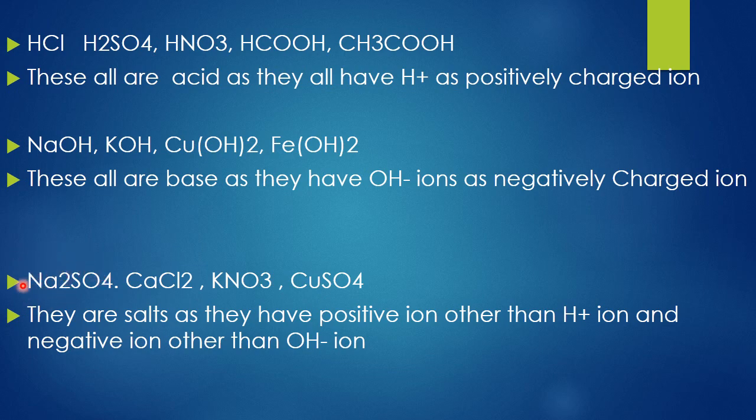Metals have a tendency to form positive ions. So this sodium here is positive, sulfate is negative, right? Calcium is positive, chloride is negative. In this one, potassium is positive, nitrate is negative. Here copper is positive, sulfate is negative. So all these compounds have positives and negatives, but the positive is not a hydrogen ion and the negative is not a hydroxide ion. Such substances are called salts.